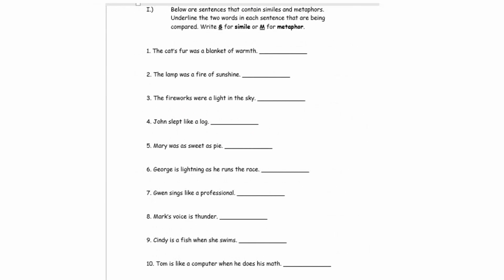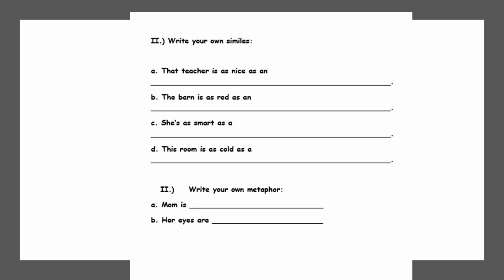Here you have an exercise. You just have to write S if it's a simile, M if it's a metaphor. And here I want you to build your own similes and metaphors. Okay, the teacher is as nice as an, so add something, whatever you want. Okay, a new noun to compare the teacher or the barn or she or this room. If you want to change the an to a, just cross out the an if you want to make it as nice as a or as an. So you're free to change the a or the an as you want.